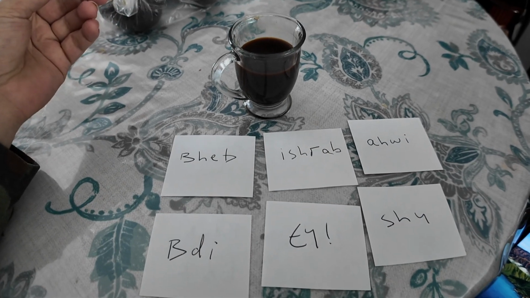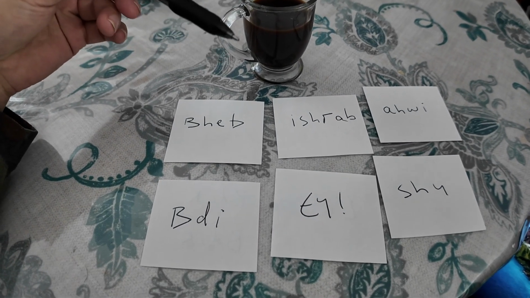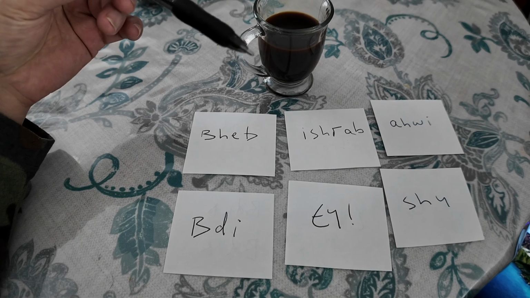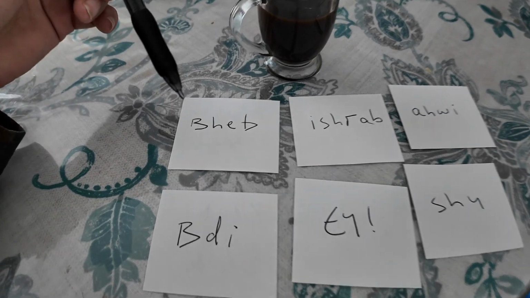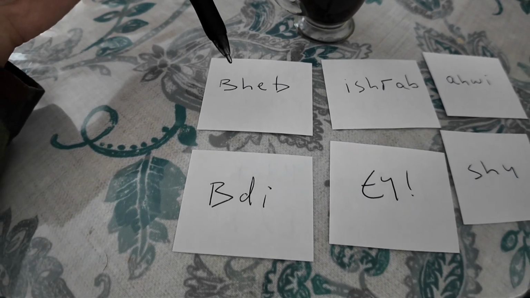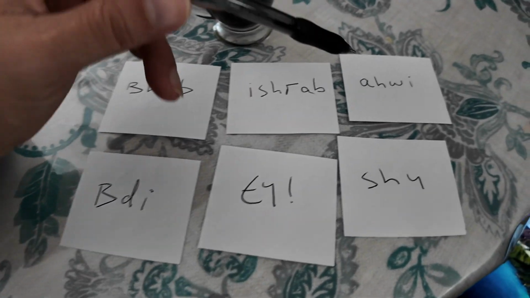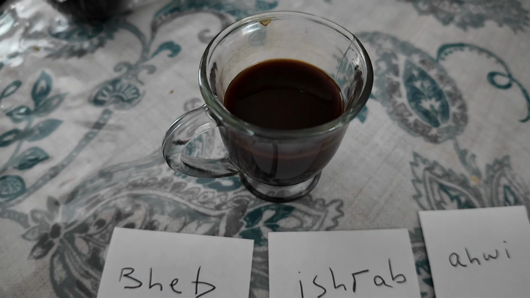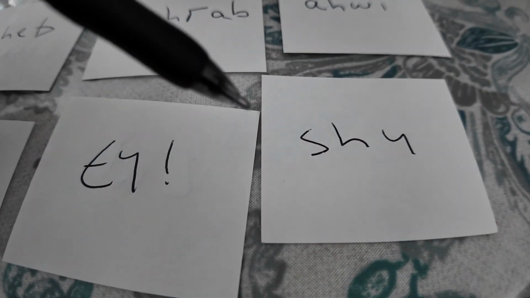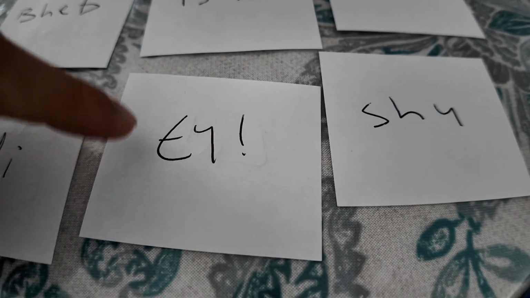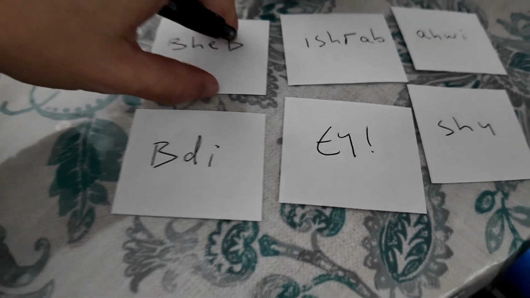All right, here I've got some cards that I just made in Lebanese Arabic, or Syrian Arabic, Levantine Arabic, right? Beheb means I like something. Biddi means I want. Ishrab, drink. Ahwi is coffee. Shai is tea. Aa is yes, and on the other side it says no. There's a few other side things here too, by the way.